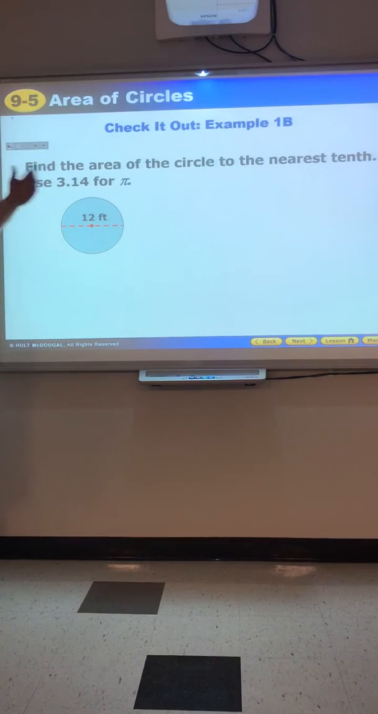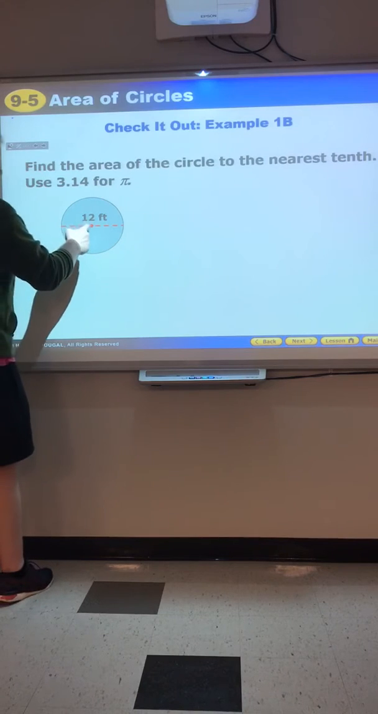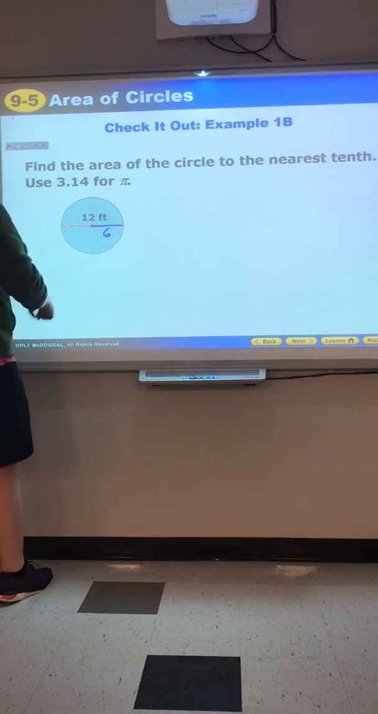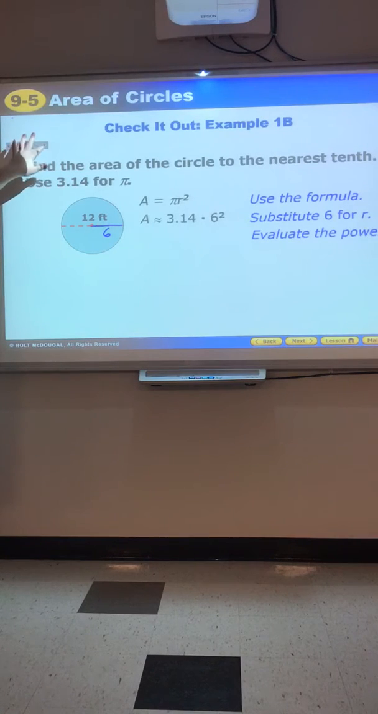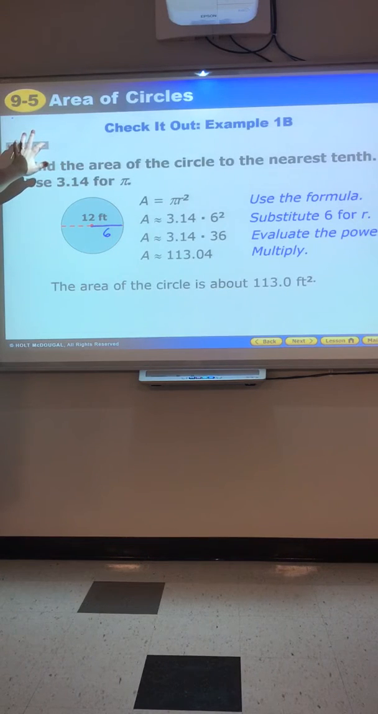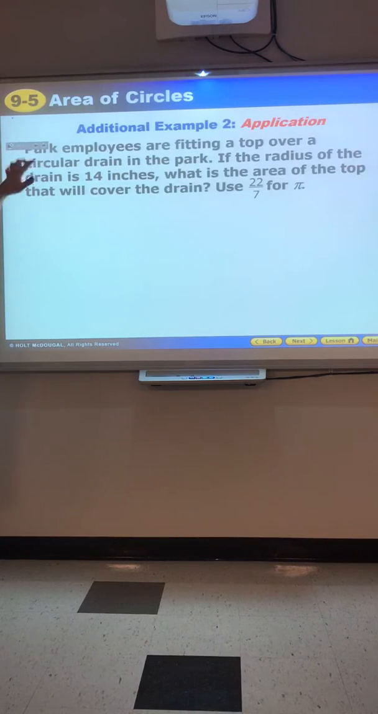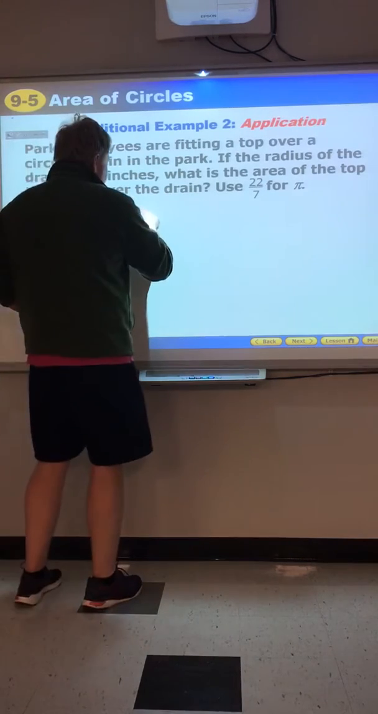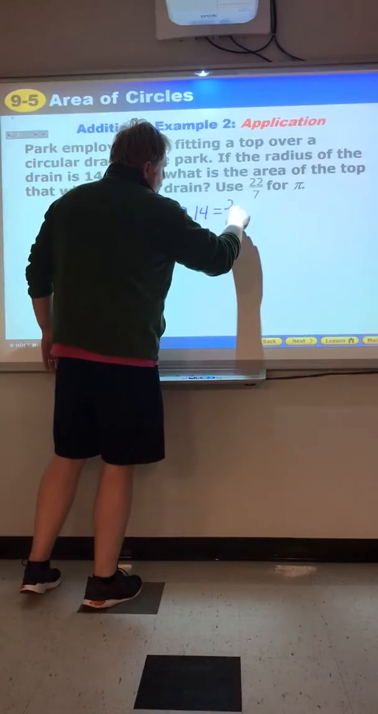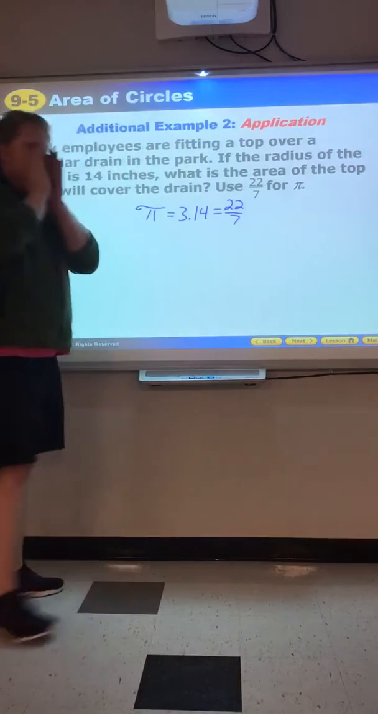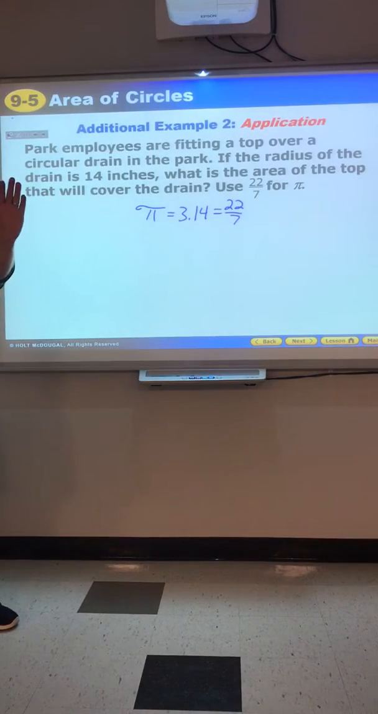Again, we'll go on. This one's 12, but hold it. We want radius, so we only look at half. That's 6. So we're going to plug 6 in. 36 times 3.14, and the answer is about 113. Now, we changed things up a little bit just to keep you on your toes. Notice that pi equals 3.14 equals 22 over 7. They're all the same thing. I promise you. You can look it up if you want, or you can trust me.